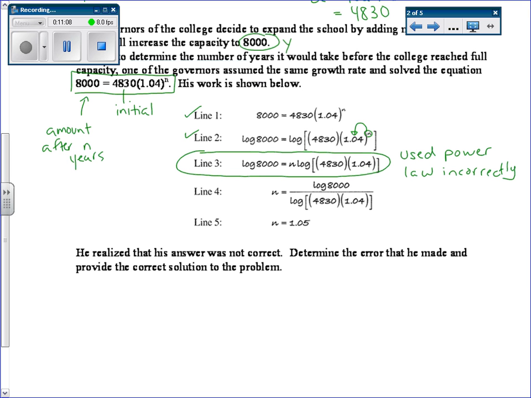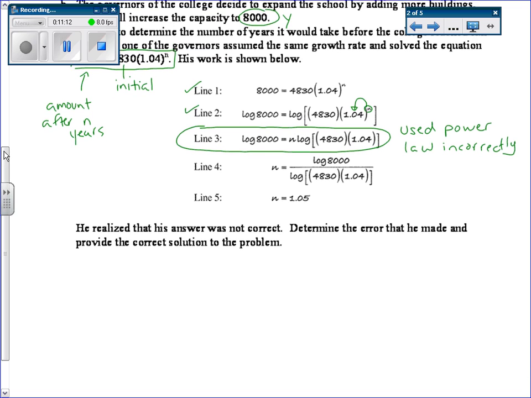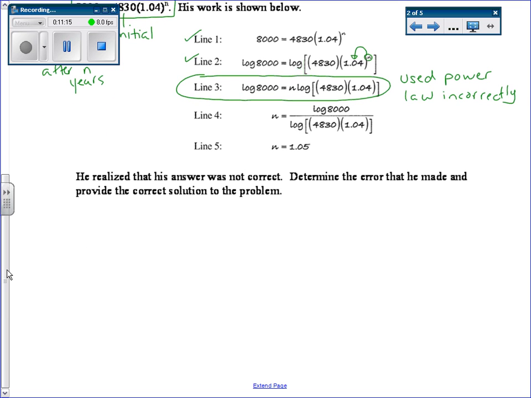Okay. So then what we need to do is go from line 2, and do this correctly, and then solve for it. So what we need to do here, because this exponent is only on the n, but this is multiplication, we're going to use our product law. So we're going to write that as log 8,000 is equal to log 4830 plus n log 1.04. That is correct versus line 3 that is incorrect. And so that's the correct use of the power law.